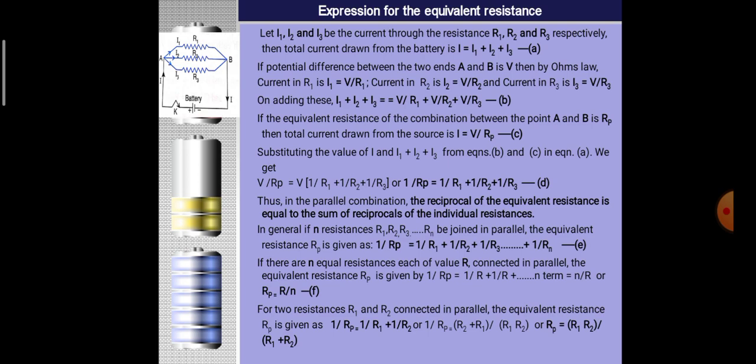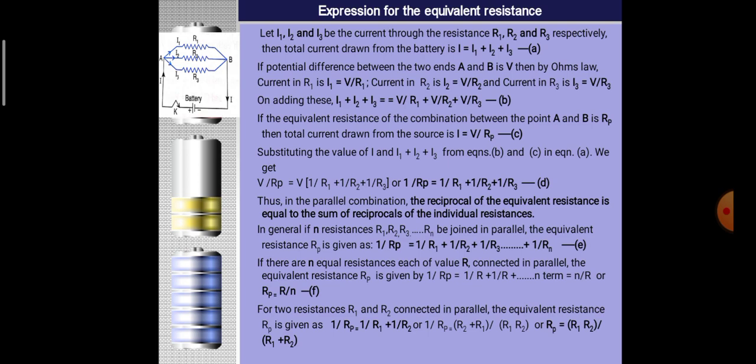Consider this as equation C. Substituting the value of I and I1 plus I2 plus I3 from equations B and C in equation A, we get V by Rp is equal to, taking V out in common, V into 1 by R1 plus 1 by R2 plus 1 by R3, or 1 by Rp is equal to 1 by R1 plus 1 by R2 plus 1 by R3. Consider this as equation D.